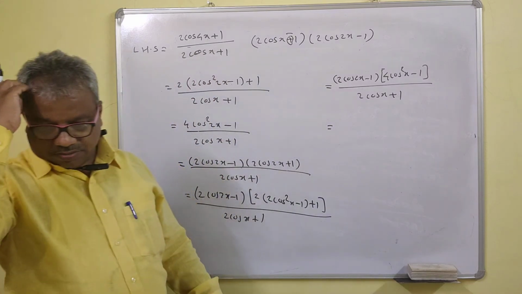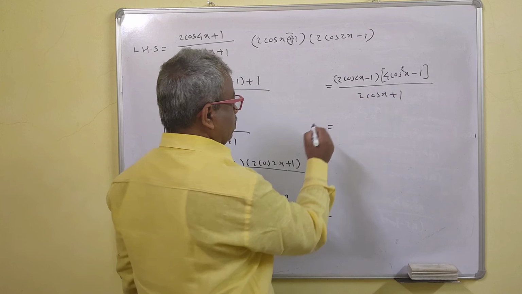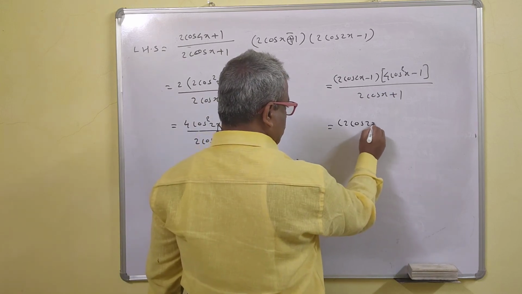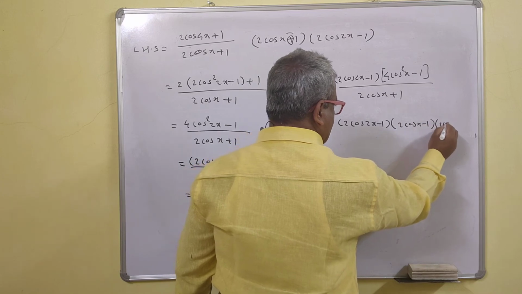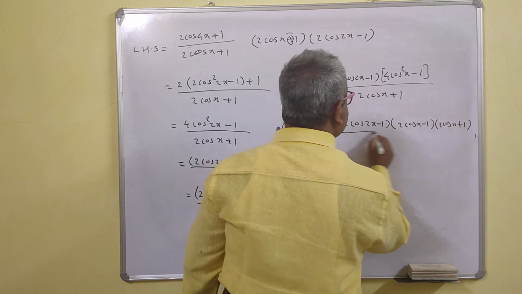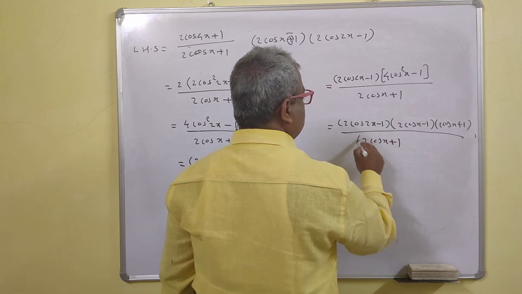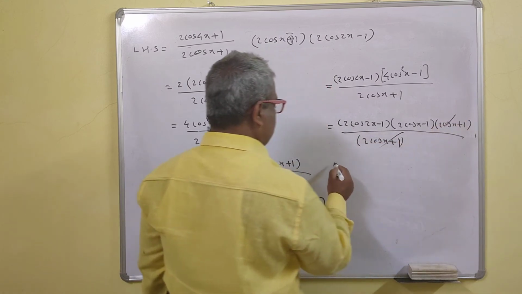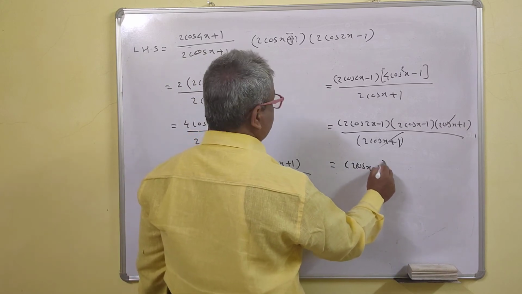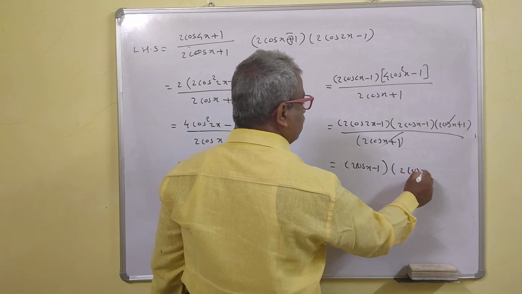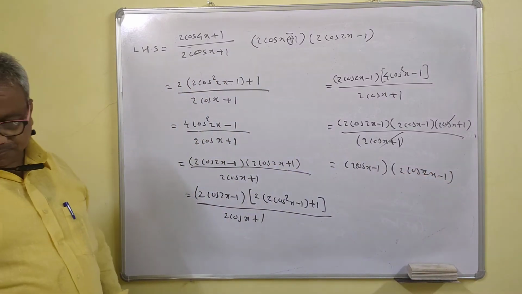See, we get the result now. If we factorize this, this is of the form a square minus b square. We factorize this. So this is what? 2 cos x minus 1 into 2 cos x plus 1 upon 2 cos x plus 1. Now this gets cancelled. So now this is what? 2 cos x minus 1 into 2 cos x... Right? Okay, so we are through now.